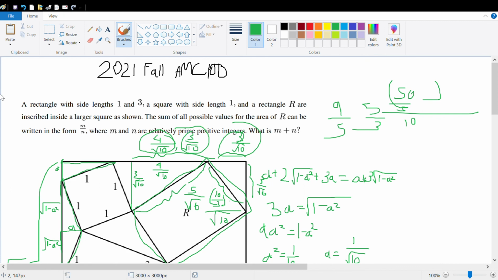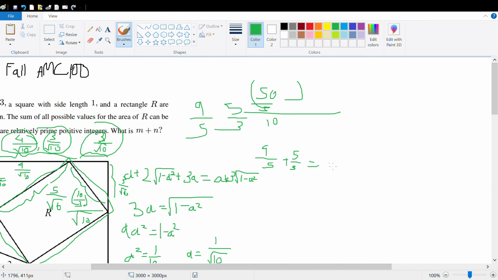So it asks for the sum of these possible areas. So we have 9 over 5 add 5 over 3. And that's equal to 27 add 45 over 15. Did I mess up? Yeah, I messed up. What did I mess up on? This is 25.